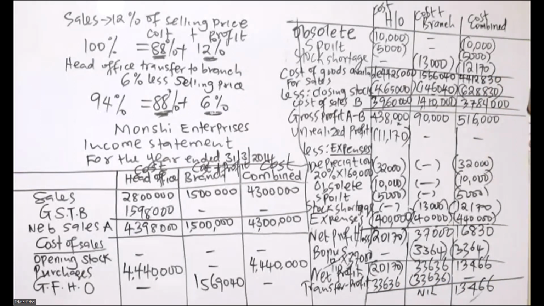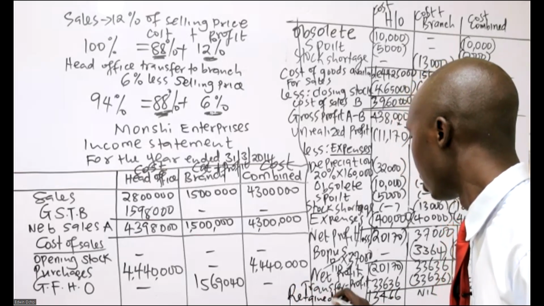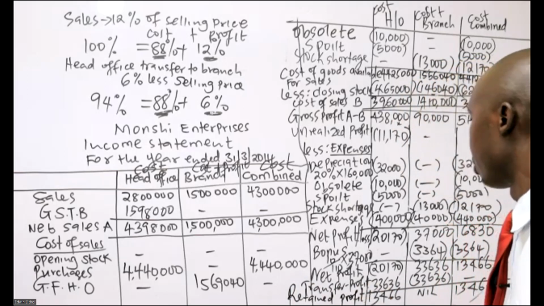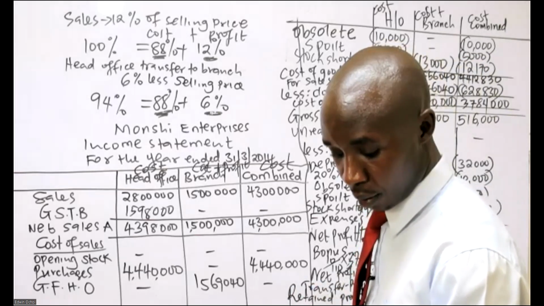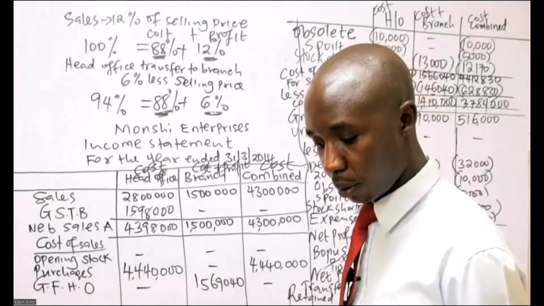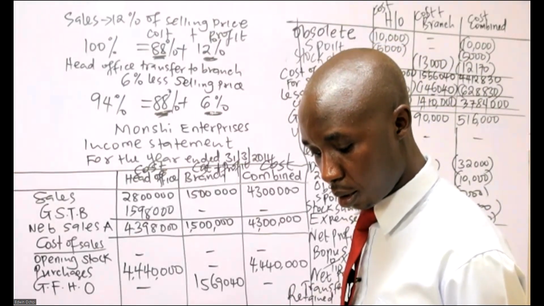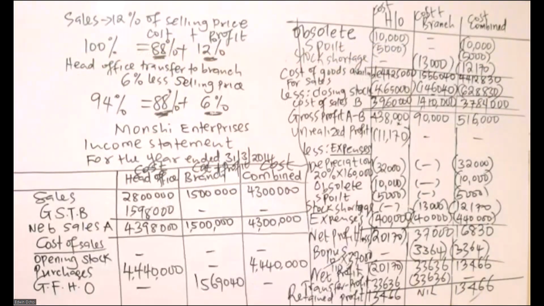So if you add the 33,636 to a loss of 2,170, you are getting 13,466. So that is a retained profit. So is there a retained profit to be added here from the previous year or at the start of the current year? And there's nothing. So meaning that that is what you are required to do for the income statement.